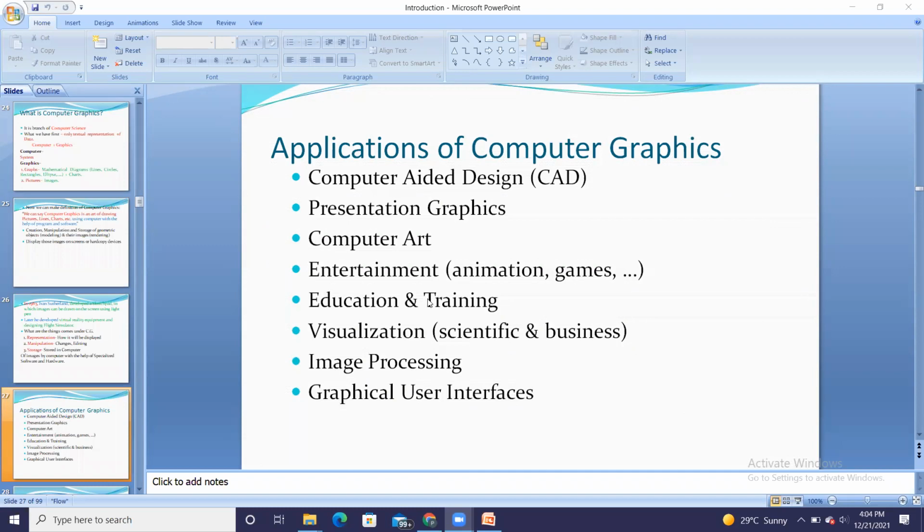Now, where are we going to use computer graphics? That is the next bit of the syllabus. There are n number of applications of CG. Out of those, I have listed a few here. First is CAD, computer aided design. So what is computer aided design?